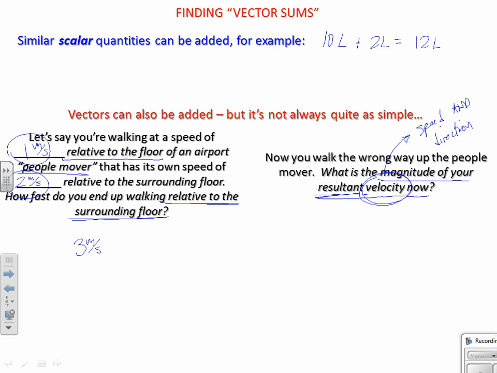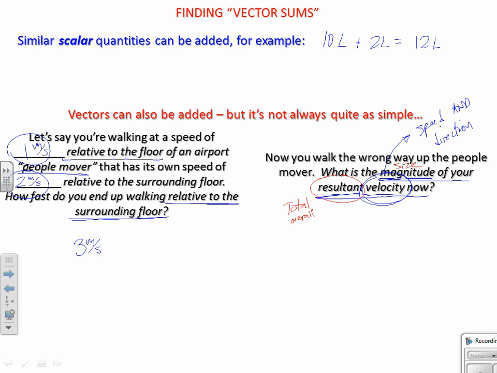then it's a velocity. Notice, I'm looking for the magnitude of your resultant, and this means total, or overall. What's the size of your overall velocity? The question really is, how fast are you going now?